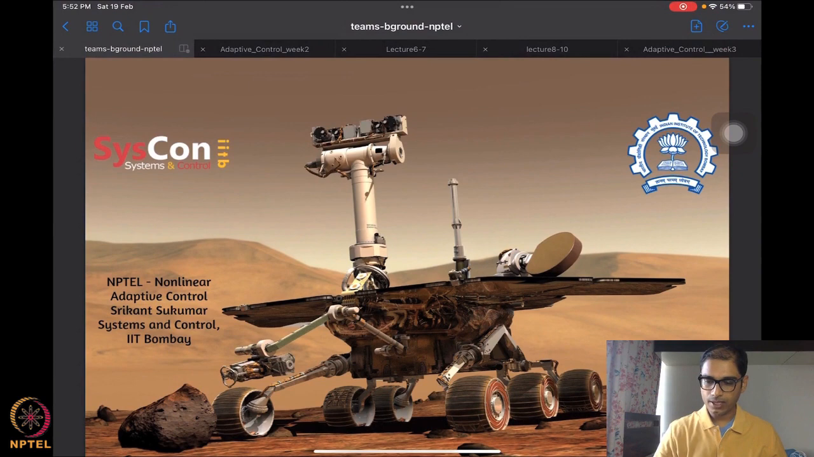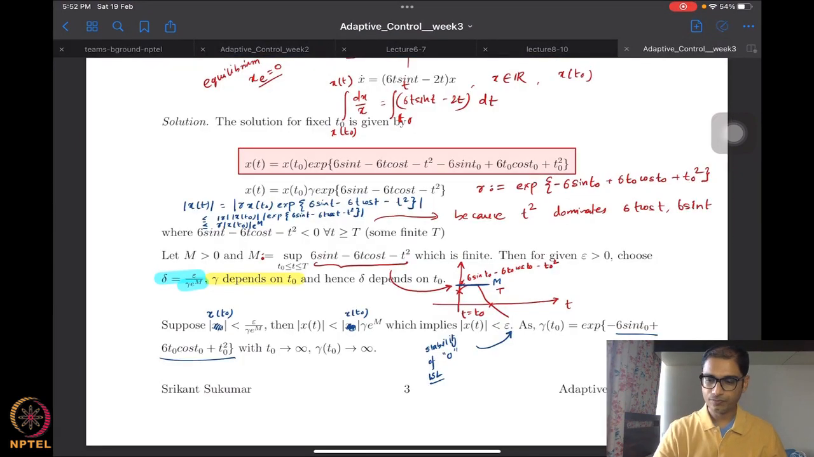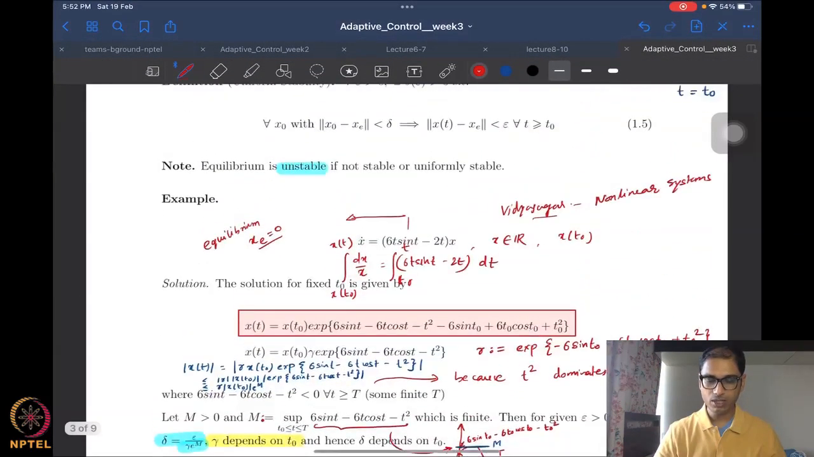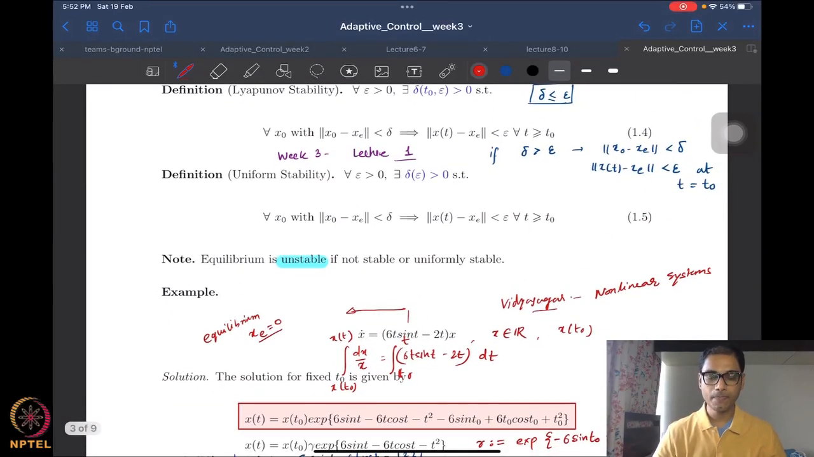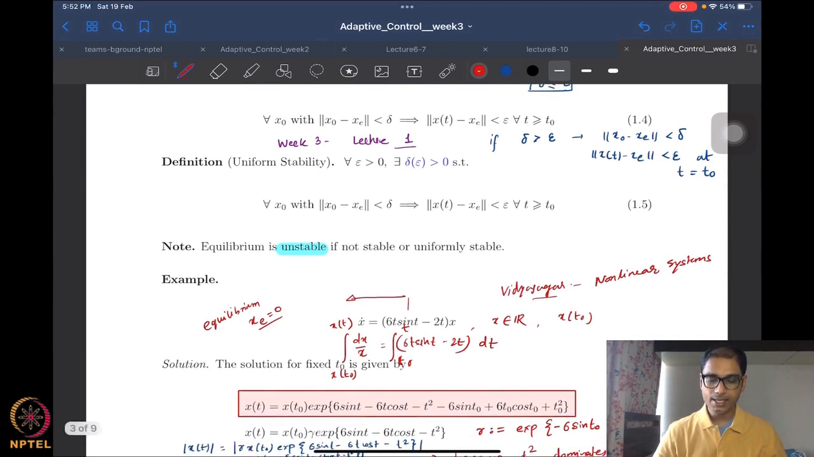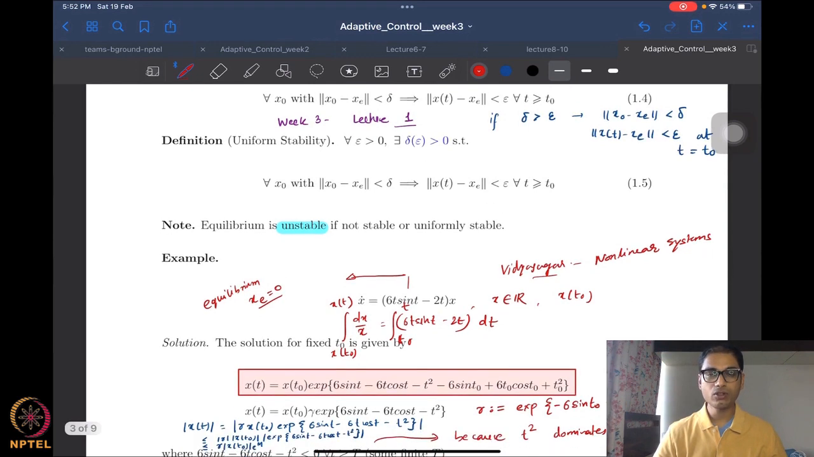So last time, we had started looking at the notion of uniform stability, right? This was the week 3 lecture 1. We saw what is the difference between uniform stability and the notion of stability. Essentially, uniformity is with respect to the initial time.